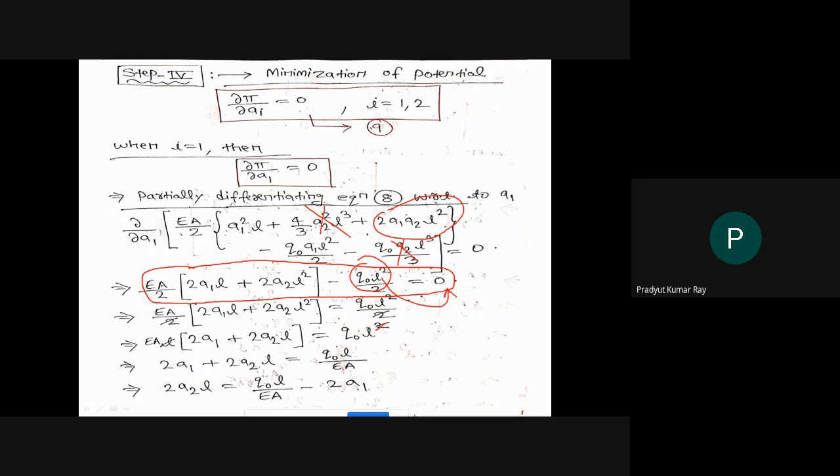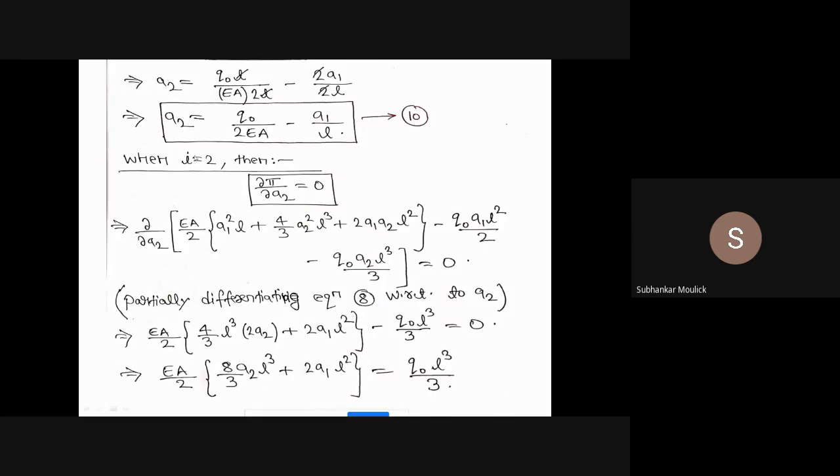Okay. So I got equation number 10, in which I have written A2 in terms of A1. Now, wait, somebody is joining.